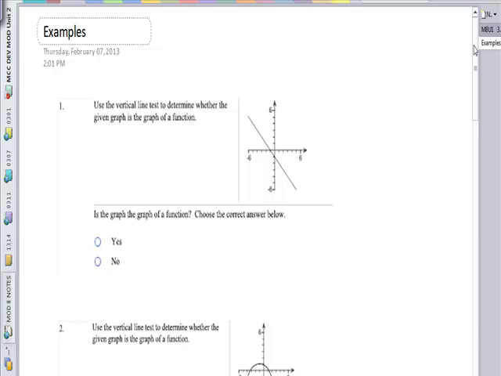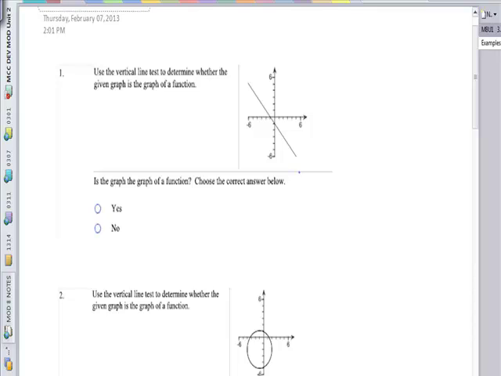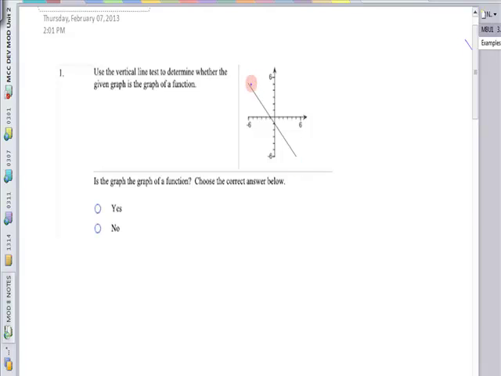The first one: use the vertical line test to determine whether the given graph is the graph of a function. Now, all graphs are relations. They are sets of ordered pairs. In my mind, I'm going to take a vertical line and I'm going to pass it from left to right, visually, across the graph. Does the vertical line ever intersect the relation in more than one location? The answer is no. So for this x, there's one y.